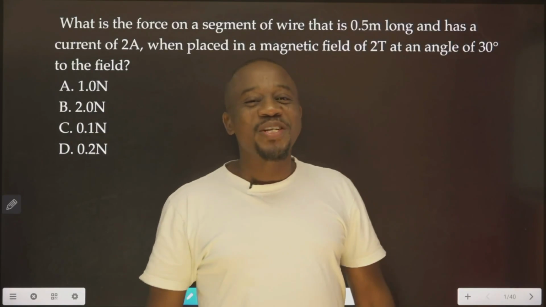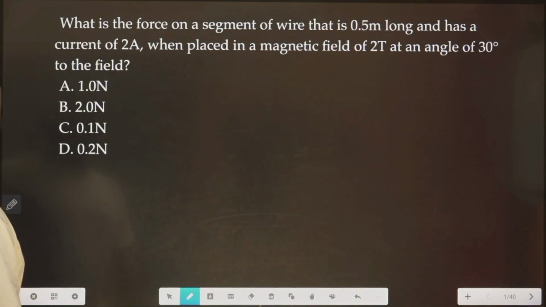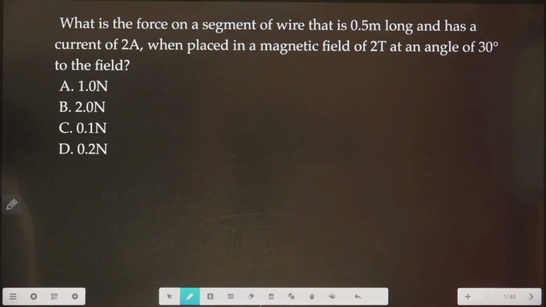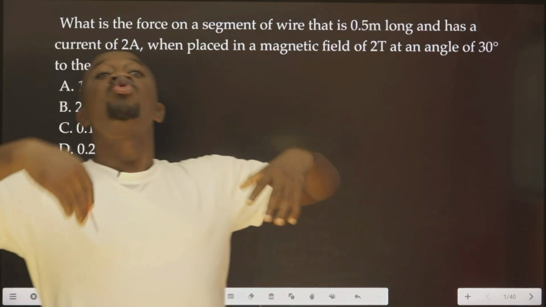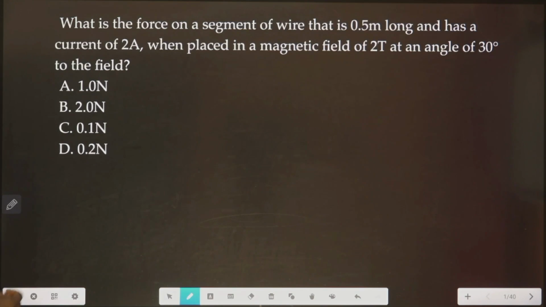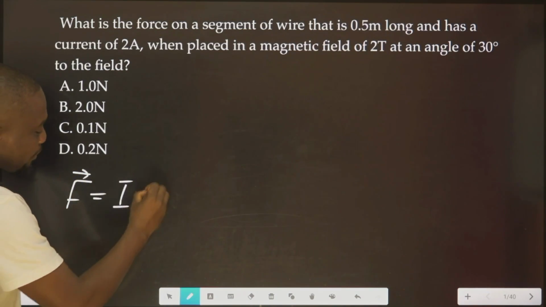Let's look at this first question. It says, what is the force on a segment of wire that is 0.5 meter long and has a current of 2 amp when placed in a magnetic field of 2 T at an angle of 30 degrees to the field? For this kind of question, they want you to recall the formula for magnetic force, okay? That formula is actually like this because it's a vector quantity. It has direction, okay? Also, it's current multiplied by length.